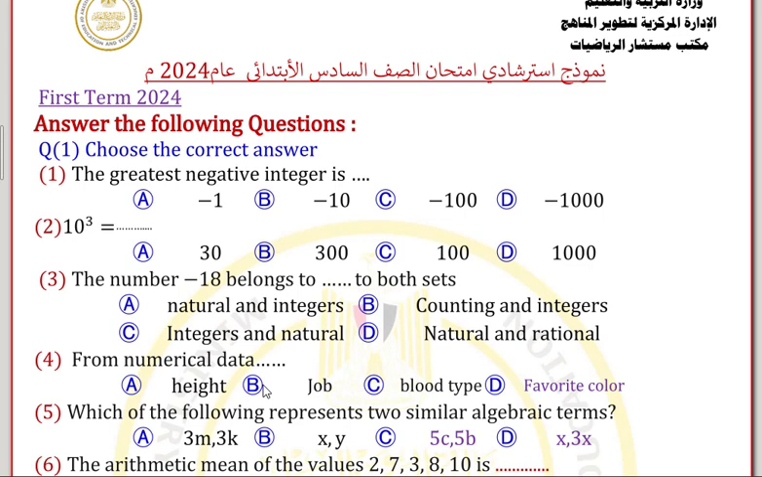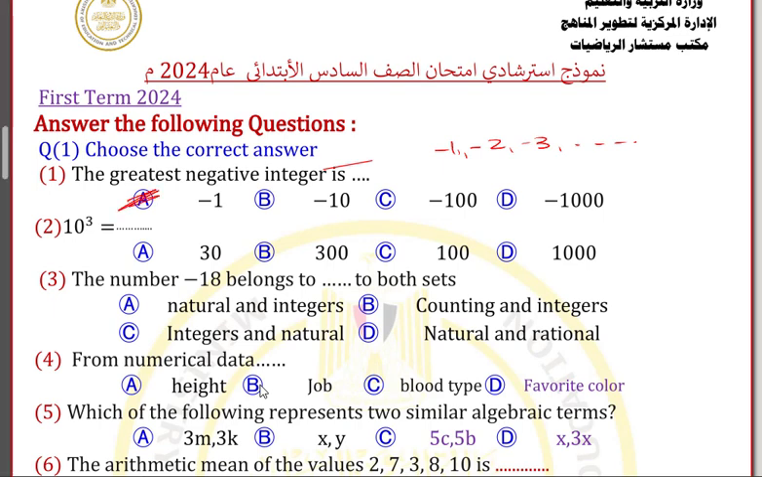Let's choose. Number 1, the greatest negative integer is space. So first we need to know the negative integers. The negative integers are -1, as you know, -2, -3, and so on. The greatest number here is -1, of course.